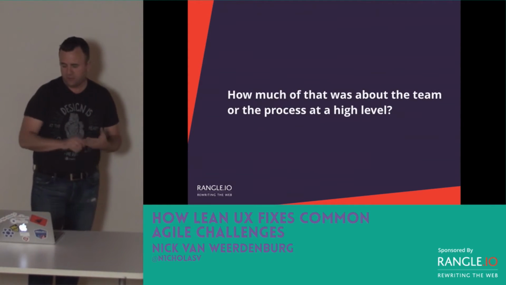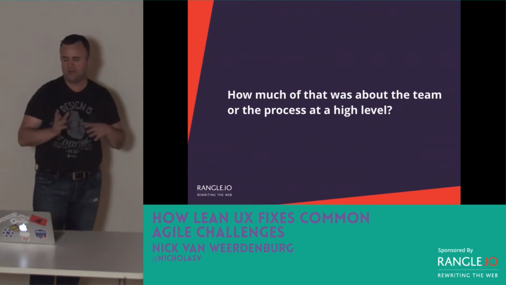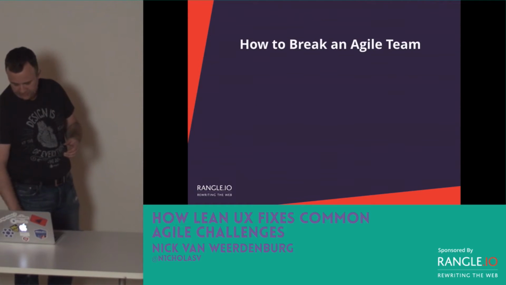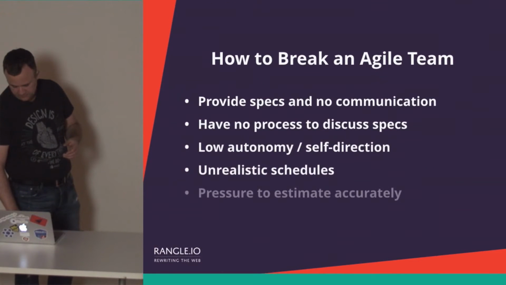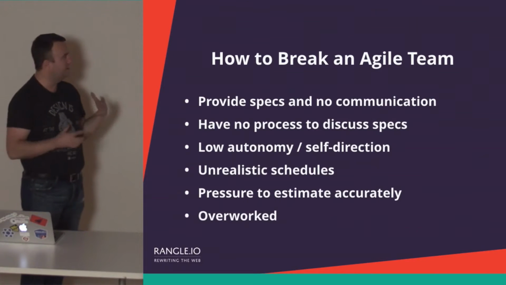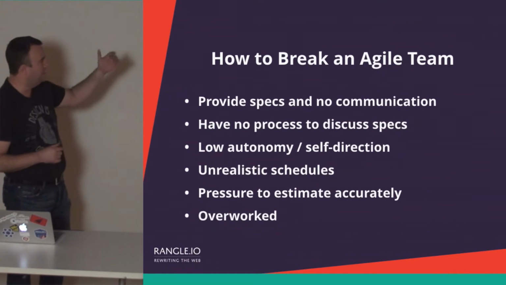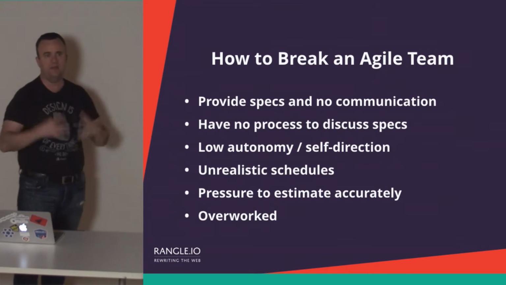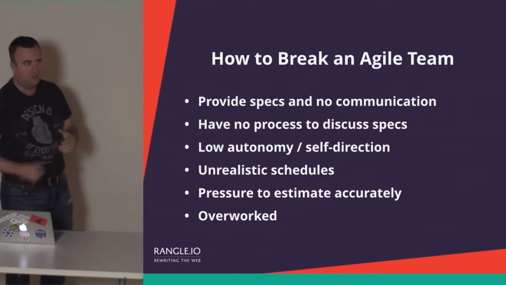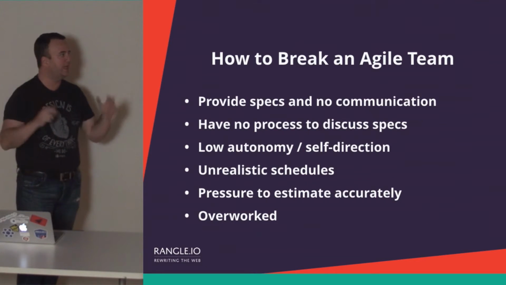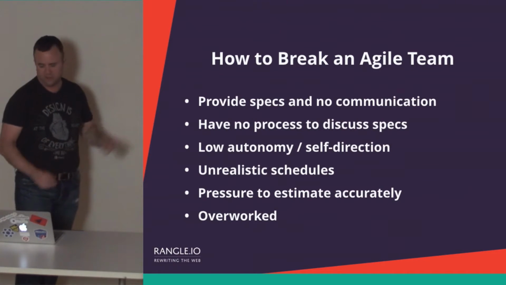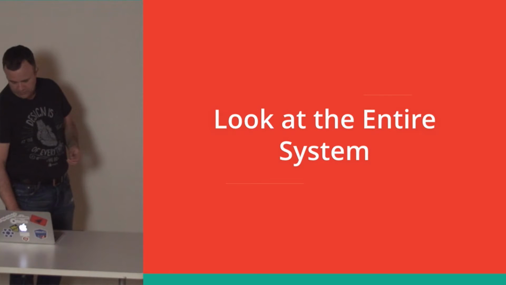How much of that was about the team or the process at a high level? I think I already sort of covered that, but if I bring that back up, there's not a lot here that's really about Agile specifically. The communication, yes, but a lot of this stuff is about that outside pressure coming into the team. You are Agile. You're an Agile team. You work agilely. A lot of companies feel that, but there's a lot of fundamental things that are broken. So what's the solution? It's to look at the entire system.